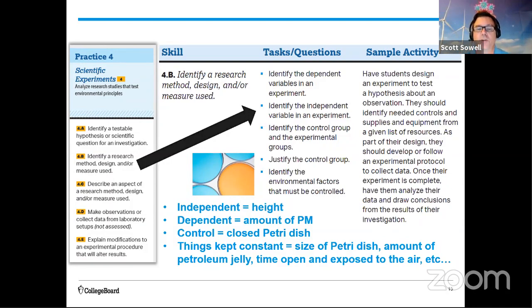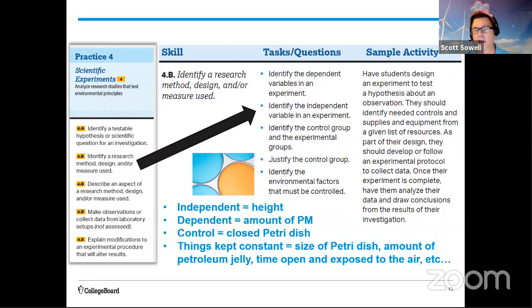That's your independent. That's what you are manipulating. The dependent variable, the goal of all of this, is to determine how that affects the amount of particulate matter pollution. Do you have a control group? Absolutely should have a control group. You want a Petri dish that you never open and expose to the indoor air, because that will give you a baseline comparison for how much particulate matter might naturally have been in the petroleum jelly to start with.